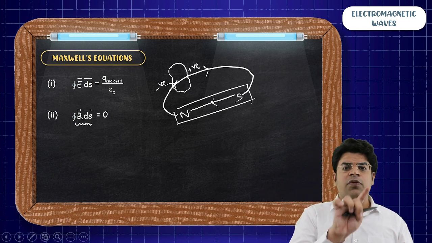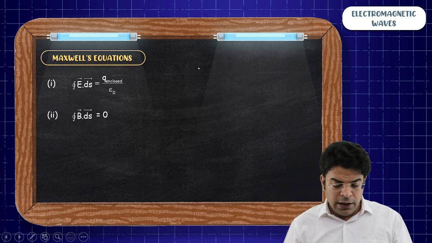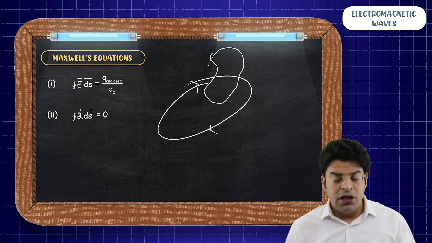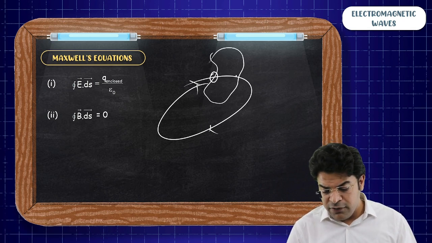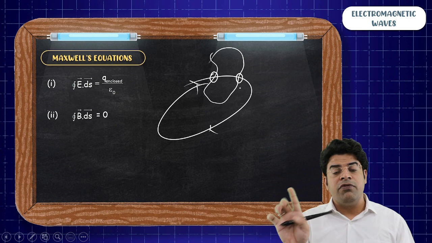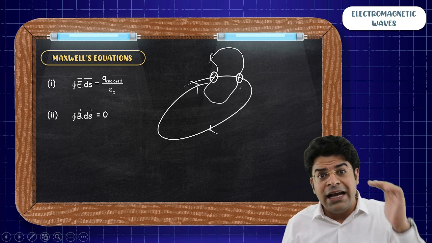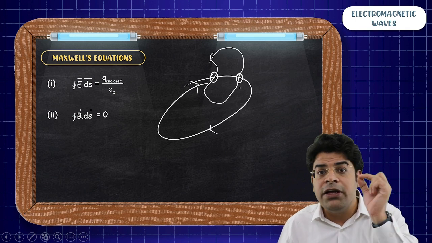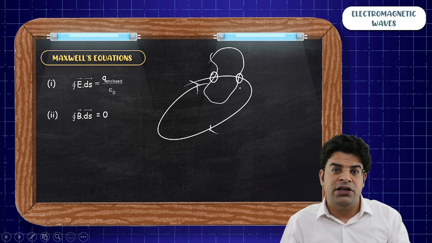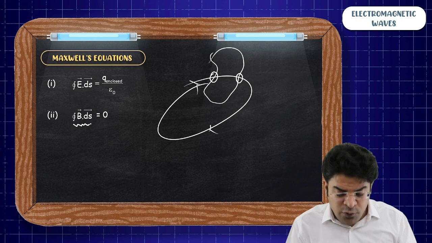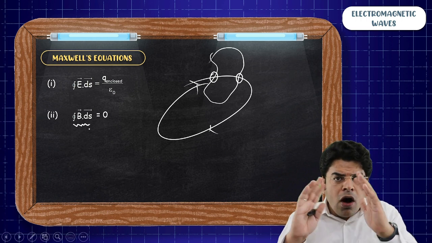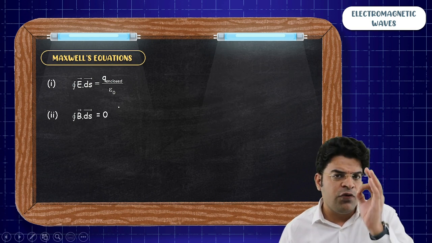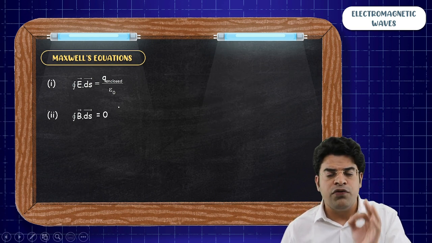Since the magnetic field lines form a closed loop, if you visualize any Gaussian surface, anywhere, the number of magnetic field lines entering will always be equal to the number of magnetic field lines exiting. So the flux entering will be the same as the flux exiting. As the flux entering equals the flux exiting, the net magnetic flux coming out of a closed surface has to be equal to 0. This is the second fundamental equation of electrodynamics.